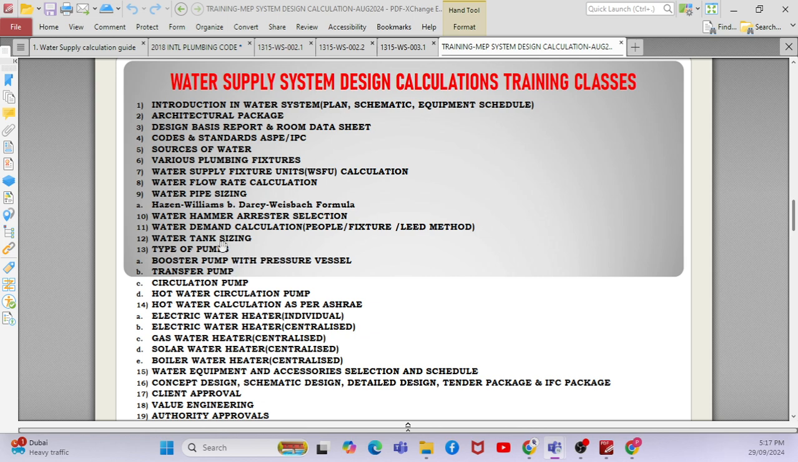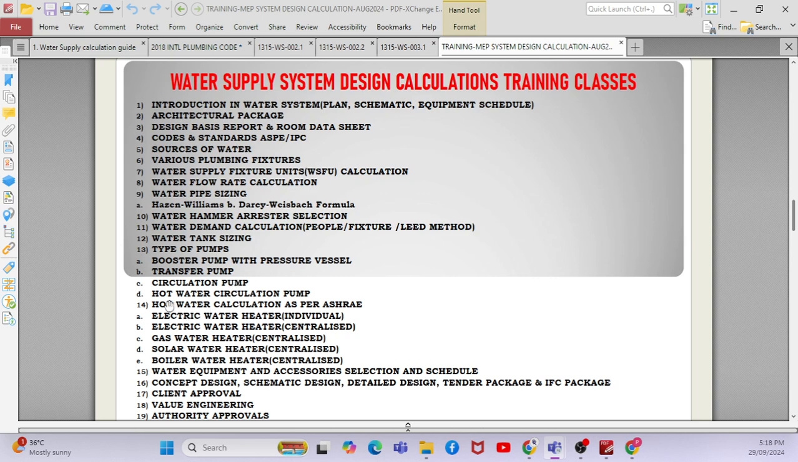Then we talked about three different pump types: a booster pump, a transfer pump, and a circulation pump. The booster pump lifts the water from the water tank directly to the fixtures. The transfer pump lifts the water from the low level water tank to the high level water tank. The circulation pump circulates the water within the water tanks to avoid any scale formation or bacteria formation. We saw one by one how to calculate the water pump flow rate.